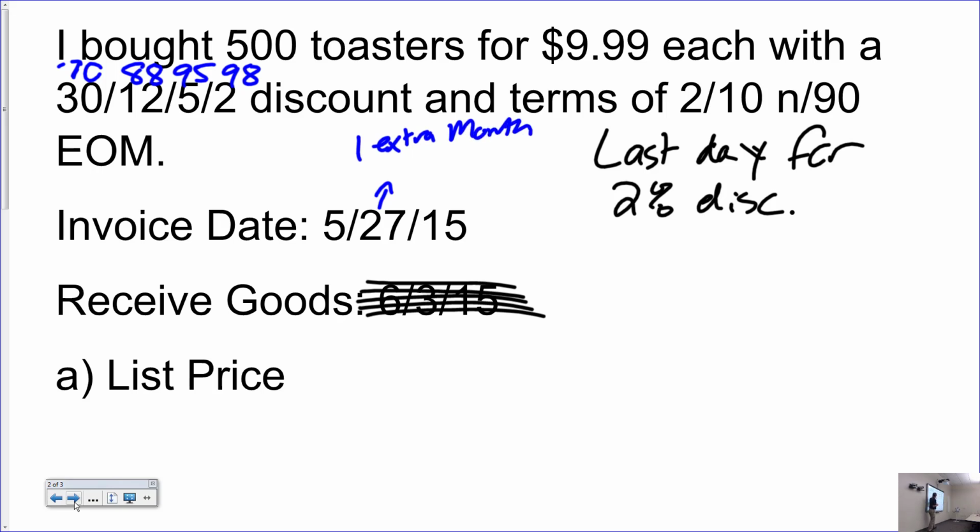So normally when you do this problem, folks, you're going to go, oh, what month is it? May. Go to the end of May and add 10 days. 10 days plus the end of May takes you to June 10th. That's normally when it would be if this date was the 25th or earlier, but because it's the 27th, we have until July 10th to actually get our 2% discount.